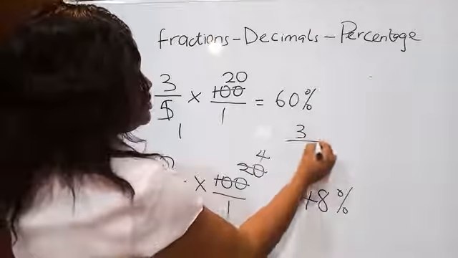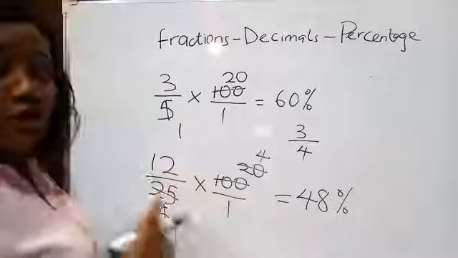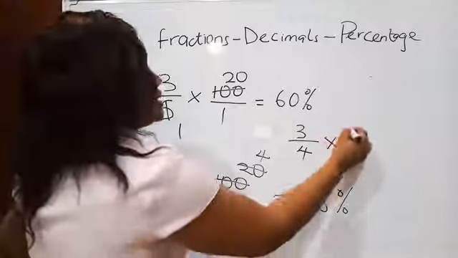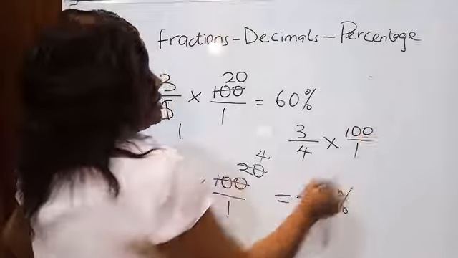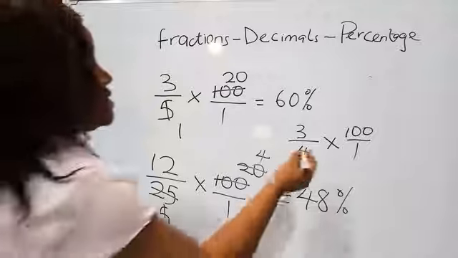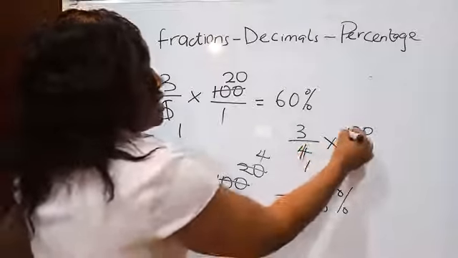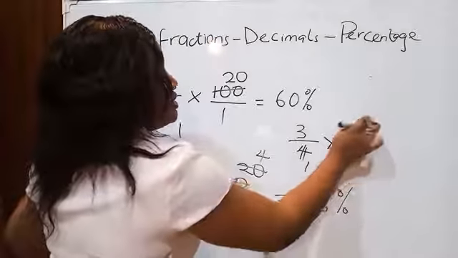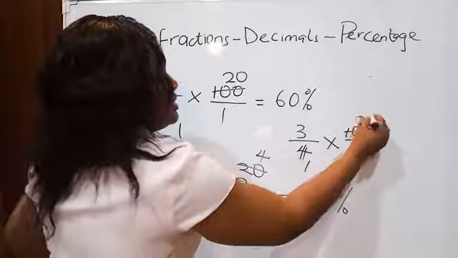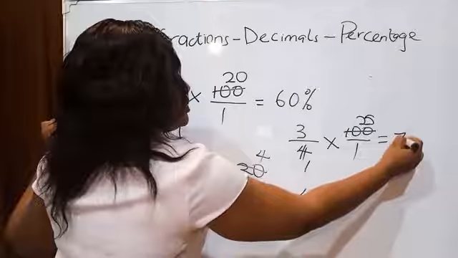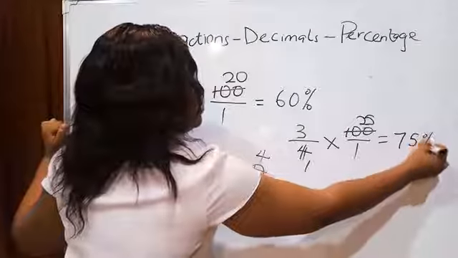We can try 3 over 4. Let's choose this one. 3 over 4 to a percentage: times 100 over 1. Common factors: you have 4 here and 4 here, 1. 100 divided by 4 is 25. And 3 times 25 is what? 75%.